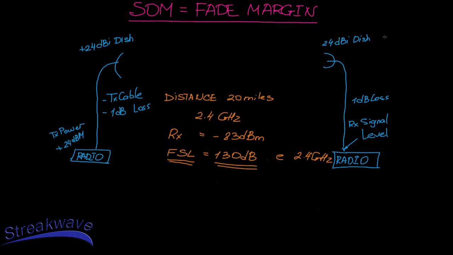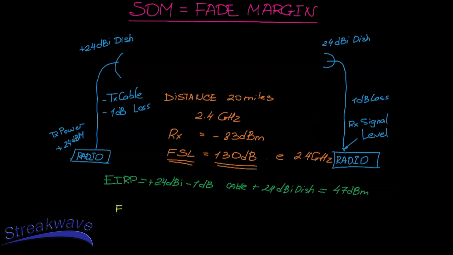Okay, and we do that by first calculating the EIRP of the link. Basically, the EIRP is the effective isotropic radiated power, or in English, basically the total power minus all the losses of the link. So in this case, we have a 24 dBm transmit power, and we're going to subtract 1 dB of loss for the cable, and we're going to add back in the 24 dBi gain of that dish that we're using. Okay. Now this should equal 47 dBm, and it does.